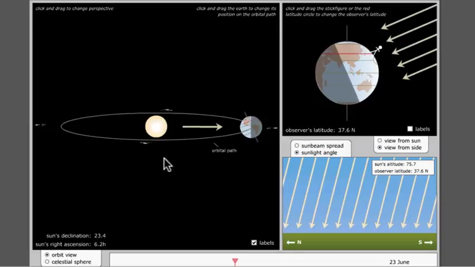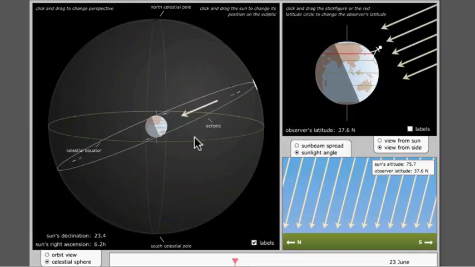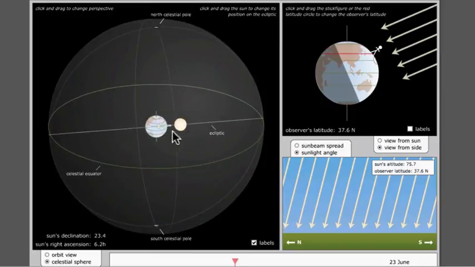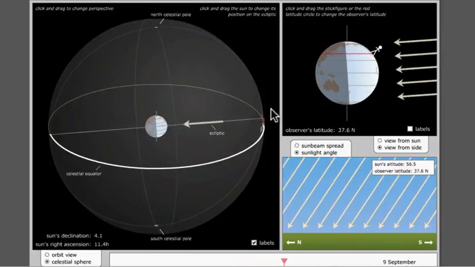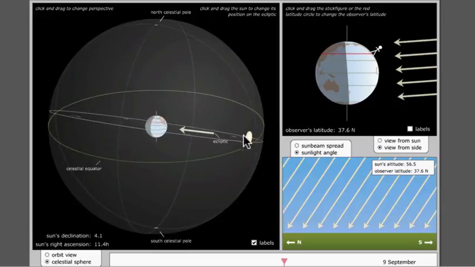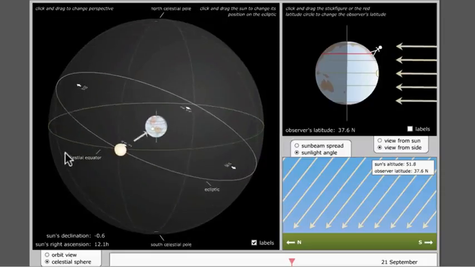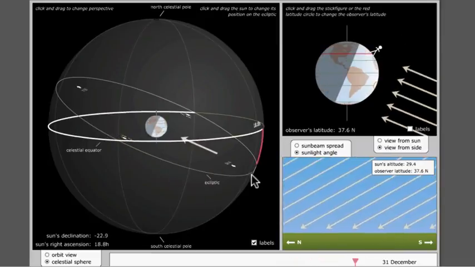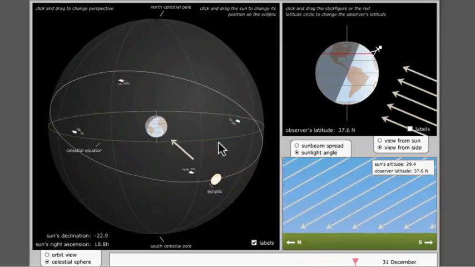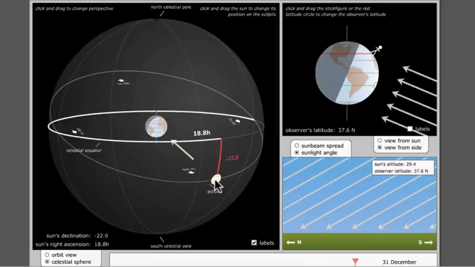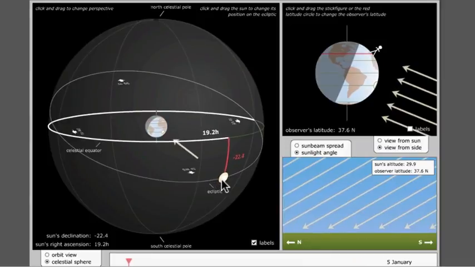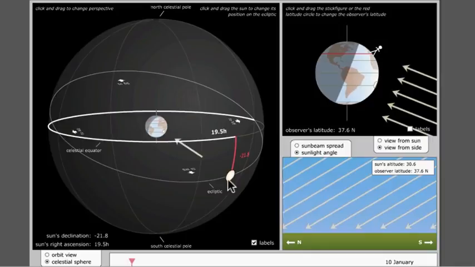And as the Earth continues its orbit around the sun, or equivalently, as the sun continues its path around the celestial sphere, it again reaches an equinox on September 21st, at which point the line separating light from dark passes through both poles. The sun is overhead at the equator, and night and day are of equal length everywhere on the planet, and as the sun continues its path to its December solstice, in December, the sun is as far south of the celestial equator as it gets. It's at a declination of negative 23.5.